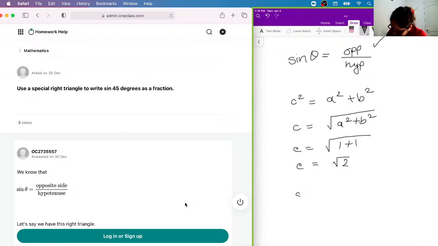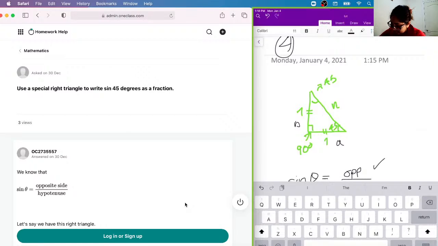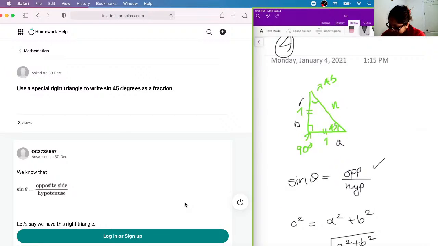So let's just add sine 45 is equal to your opposite. In this case, we can take either side of your triangle as the opposite. If we're looking at the bottom 45, the opposite would be this side, right? And if you're looking at this one, it would be this. So either way, it's still 1.